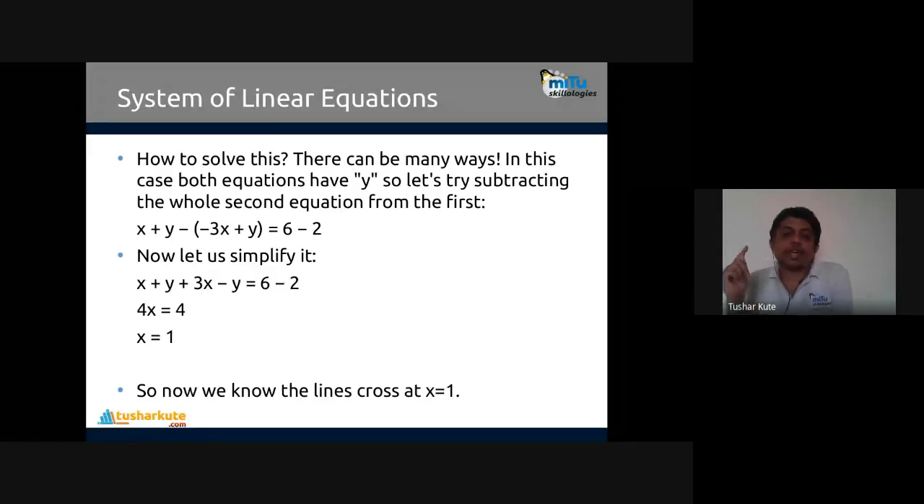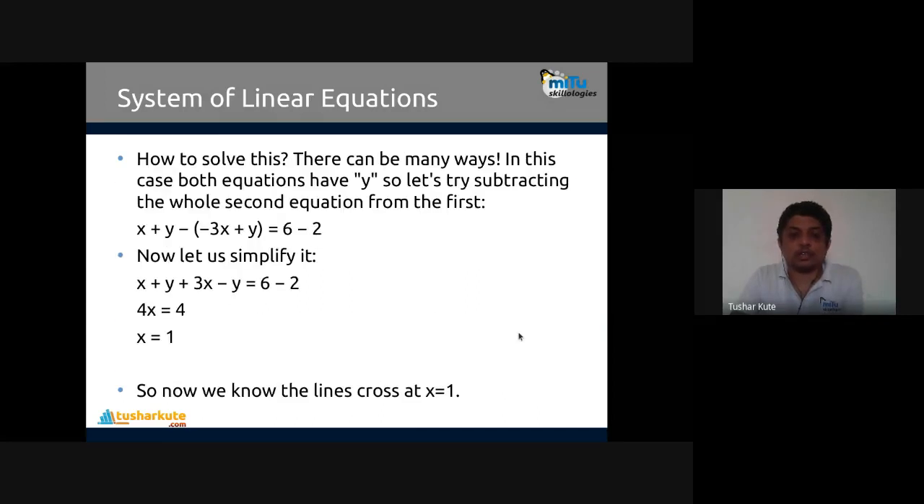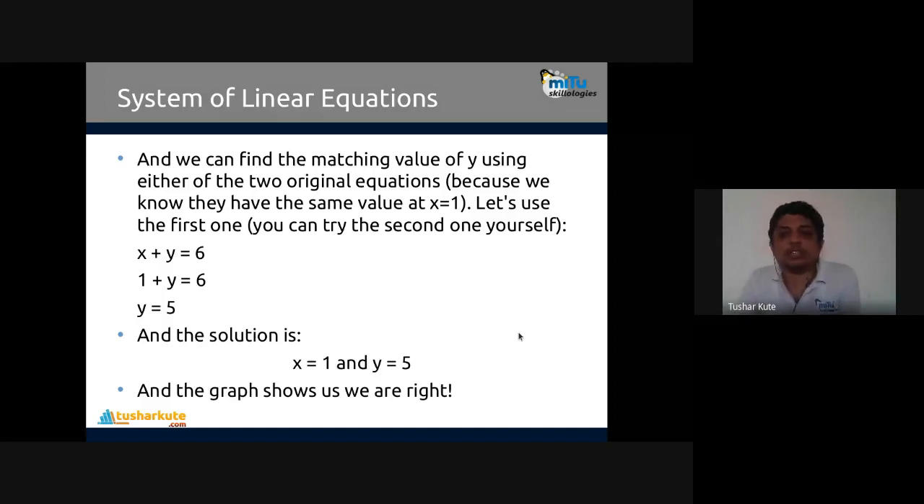Now we got x is equal to 1. So here the value of x is equal to 1. X is 1, where is that? Here, this is the point where they cross. Fine, this is the first part, and now let's go for the second.